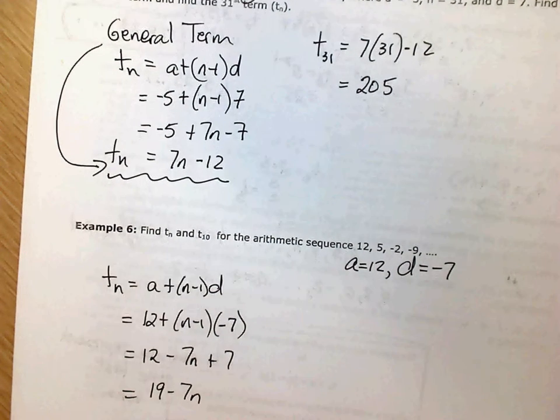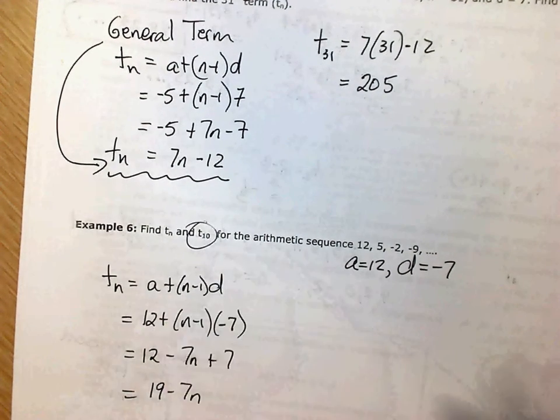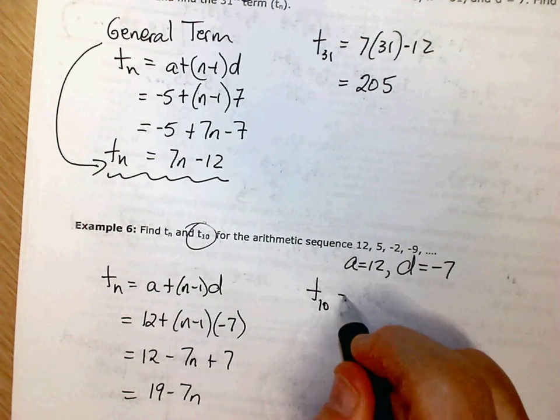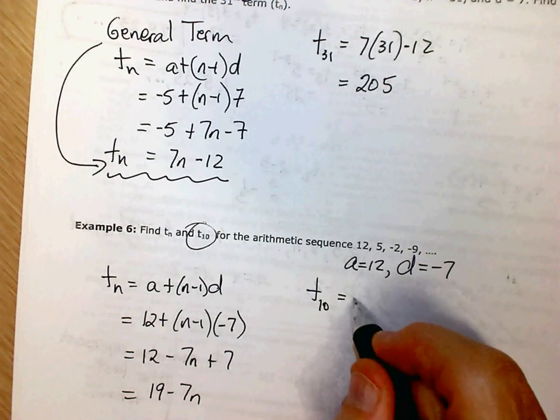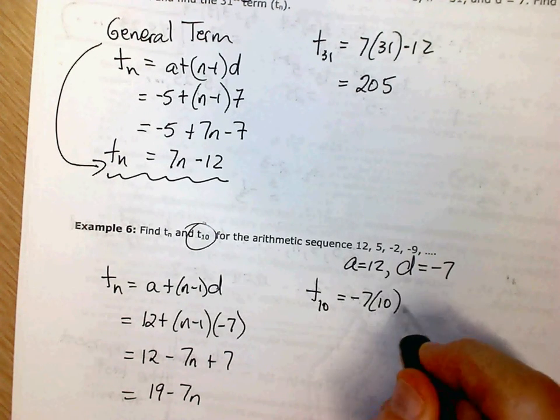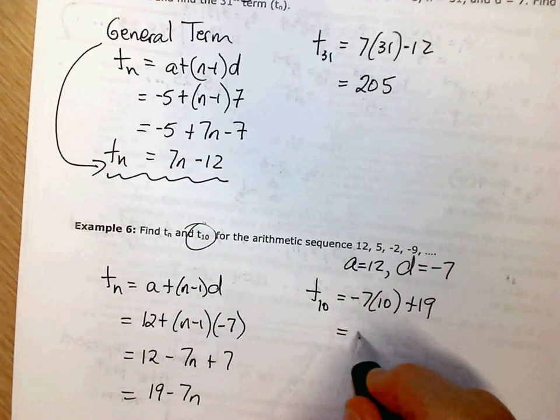And you do the same thing. They want T10. T10 equals minus 7 times 10 plus 19. That equals minus 51.